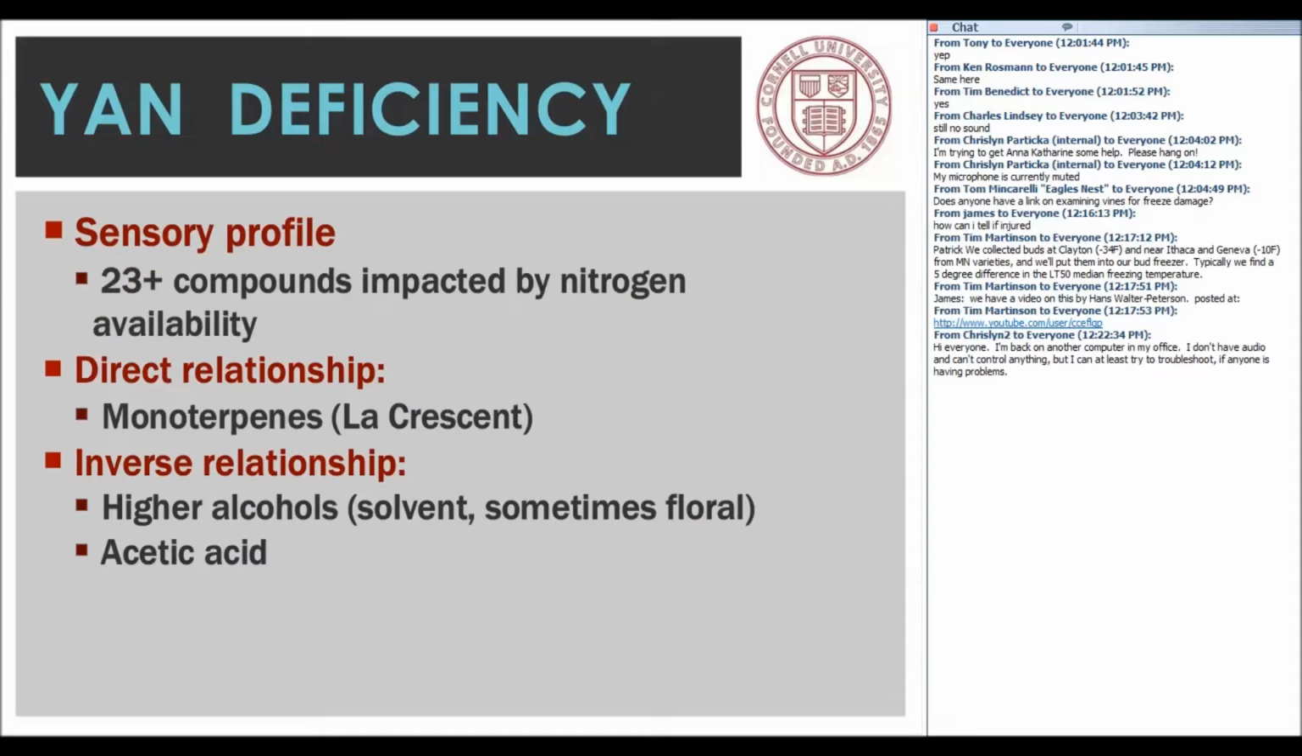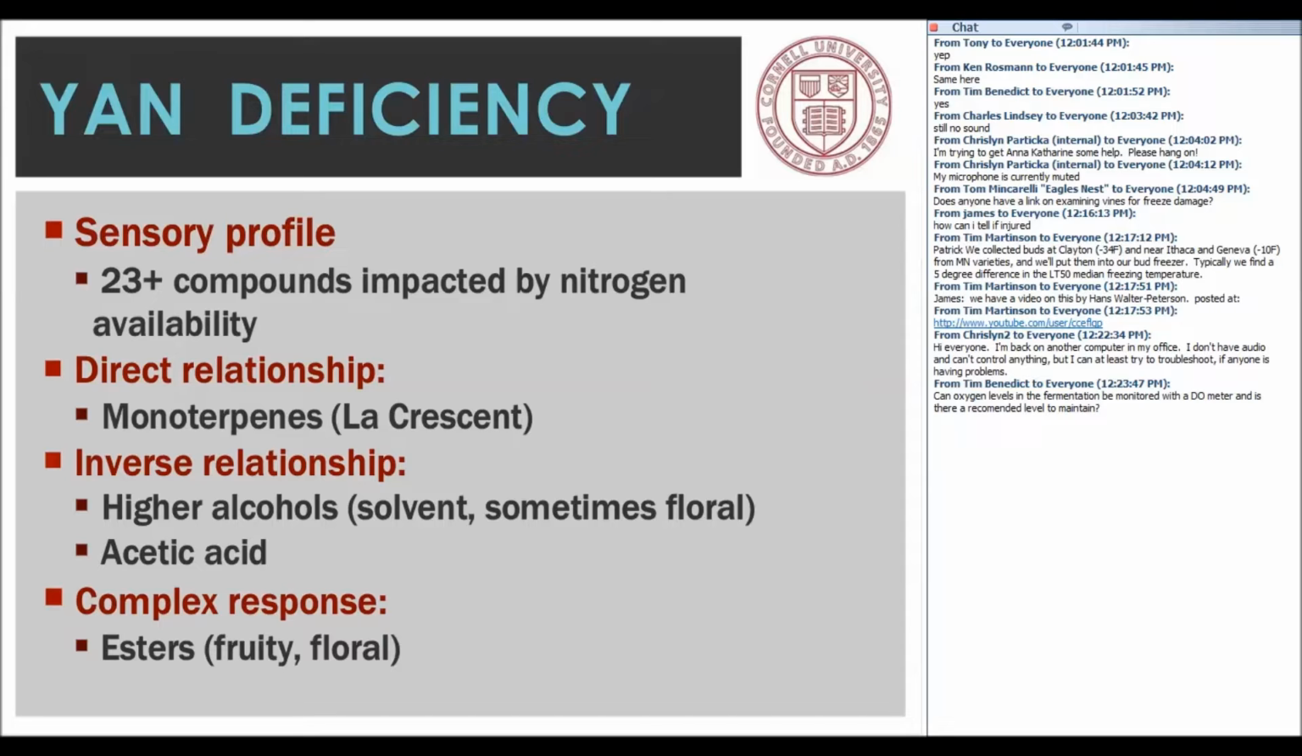There's an inverse relationship to higher alcohols. So if you have low YAN, you tend to have more higher alcohols, and these, in small amounts, can be floral, but you get too much and it starts to be waxy and just unpleasant. Also acetic acid, so you can get some levels of VA just because you don't have enough nitrogen, because those yeast are sort of struggling. Other compounds like esters, and esters give us all of the nice floral and fruity notes that we like, especially in young wines.